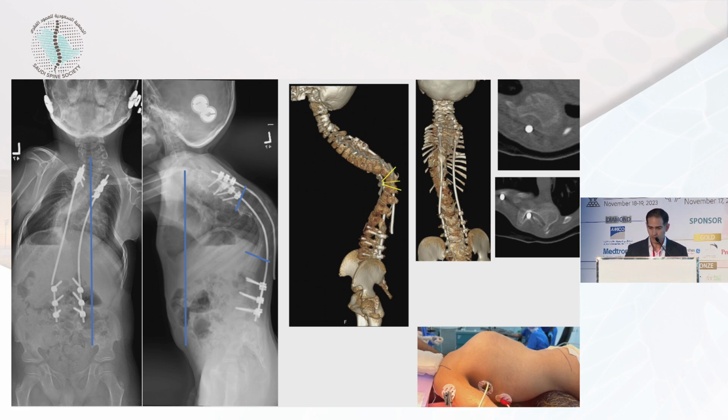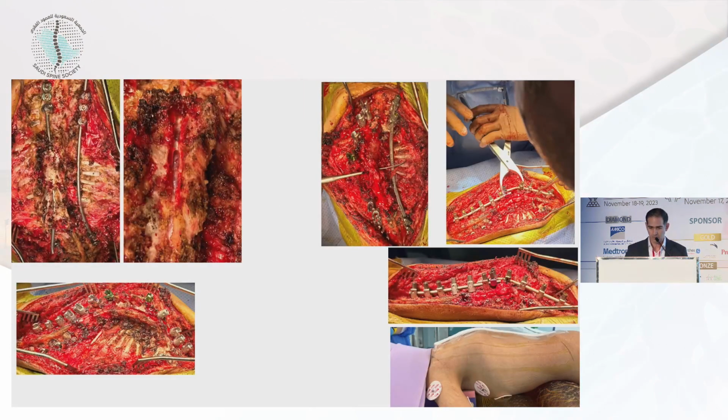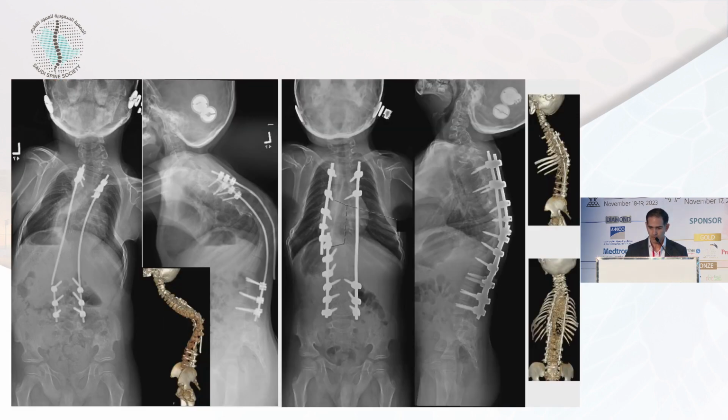We performed a combination of VCR and PSO in this case. He had dural ectasia, and so by actually removing the previous construct and performing both 3-column osteotomies, compression with the domino on the left side this time achieved satisfactory coronal and sagittal alignment.